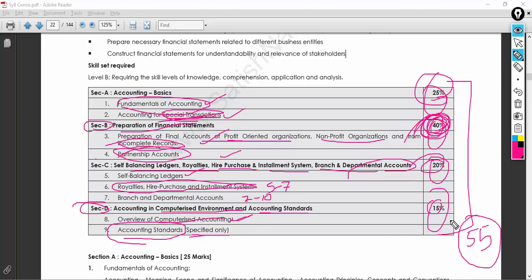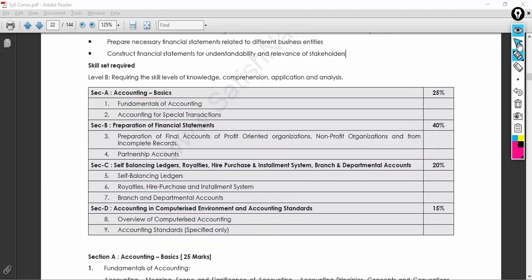As per my analysis, the 15 marks will be split into 7 to 10 marks here, and around 5 to 7 marks in this category. Yeah, perfect. Hope you got some information in this one.